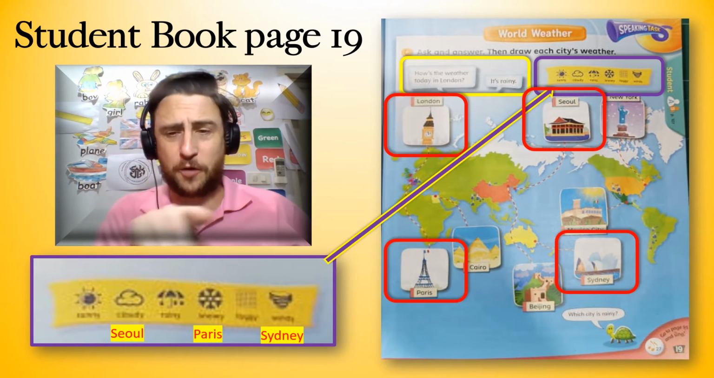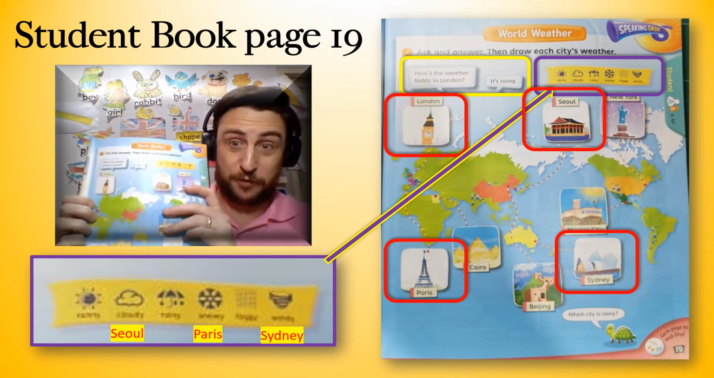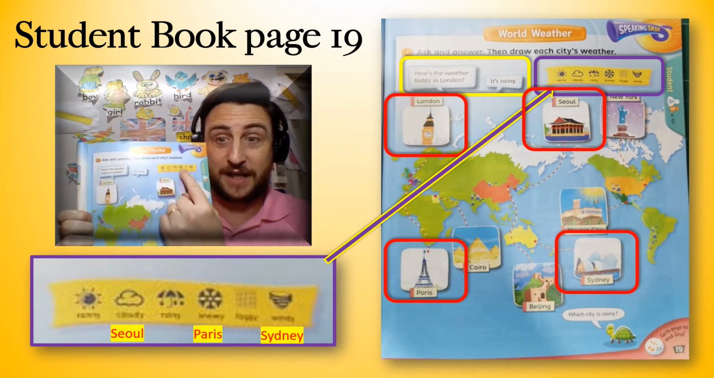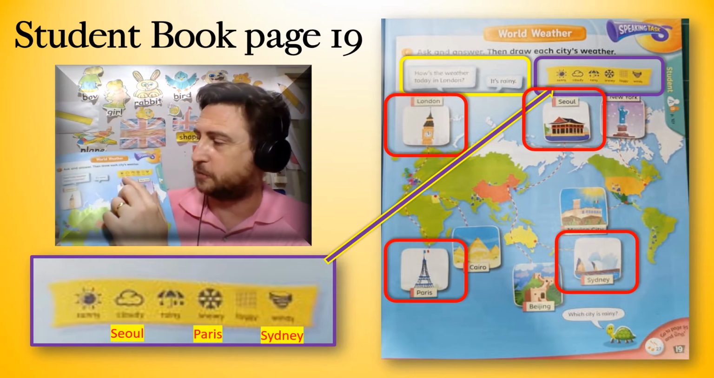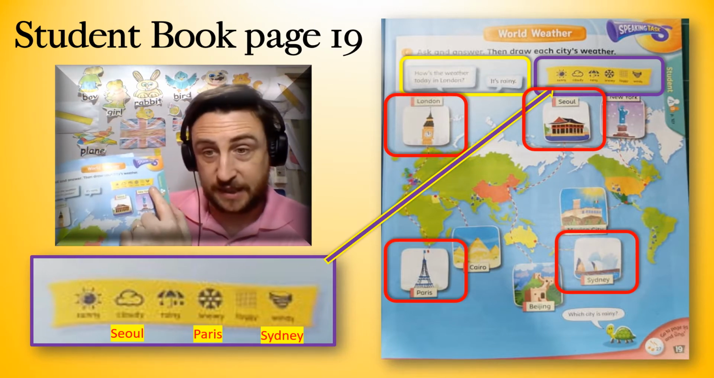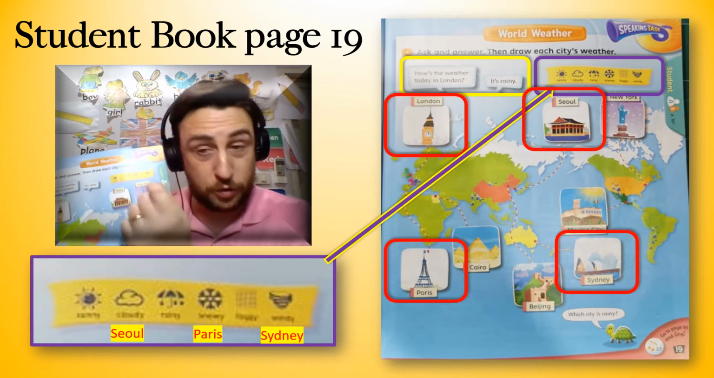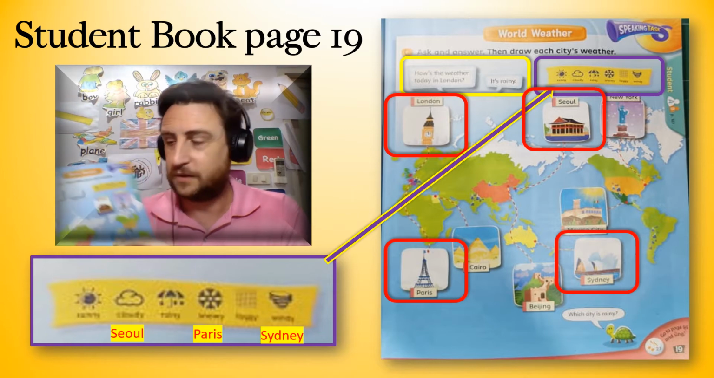Now, again, I know this is not very easy to read, but you have your student book. You can read it here. If you want to, you can write with your pencil. Seoul, Paris, Sydney, here. Okay, you can write it with your pencil. That's okay. Then you won't forget.